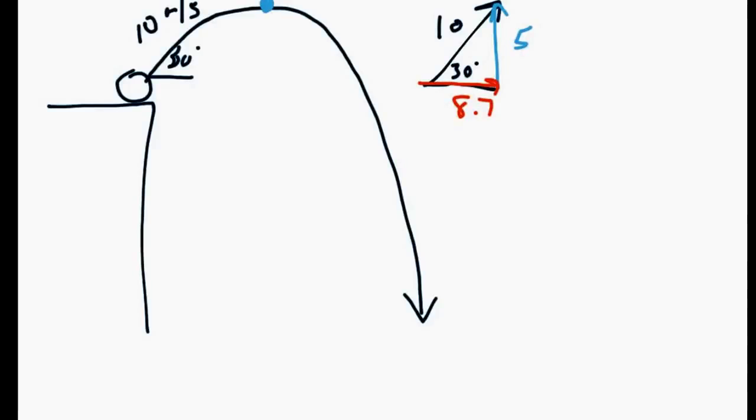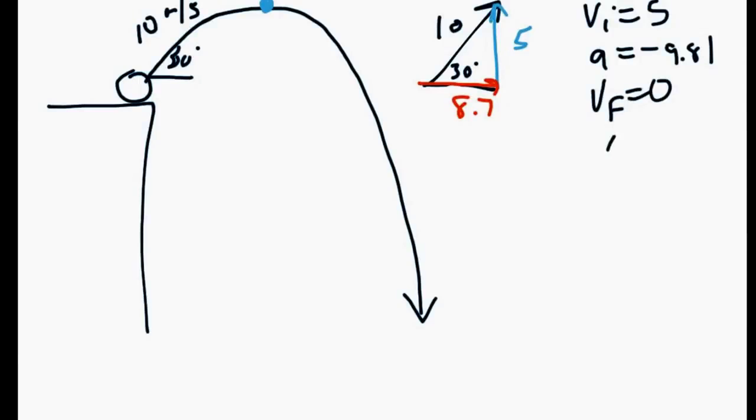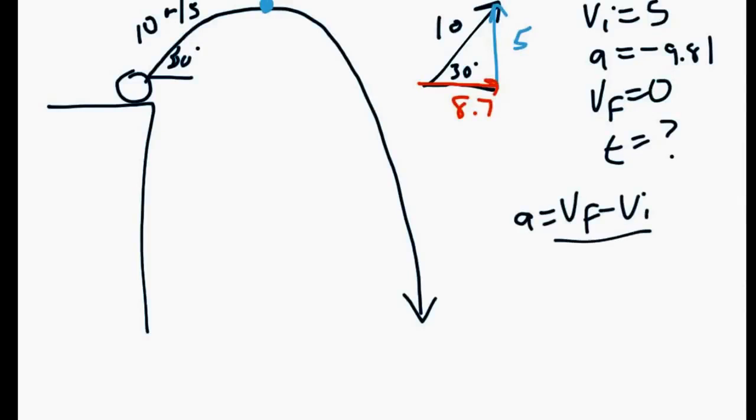So now we could actually calculate the time it takes to get to the peak. Just like before, we have an initial velocity of 5. We've got our acceleration. We know that at the peak its final velocity will be 0. So let's solve it for time. Using this information, we don't have d. So we could use acceleration equals Vf minus Vi over t. So our time would be 0 minus 9.81.